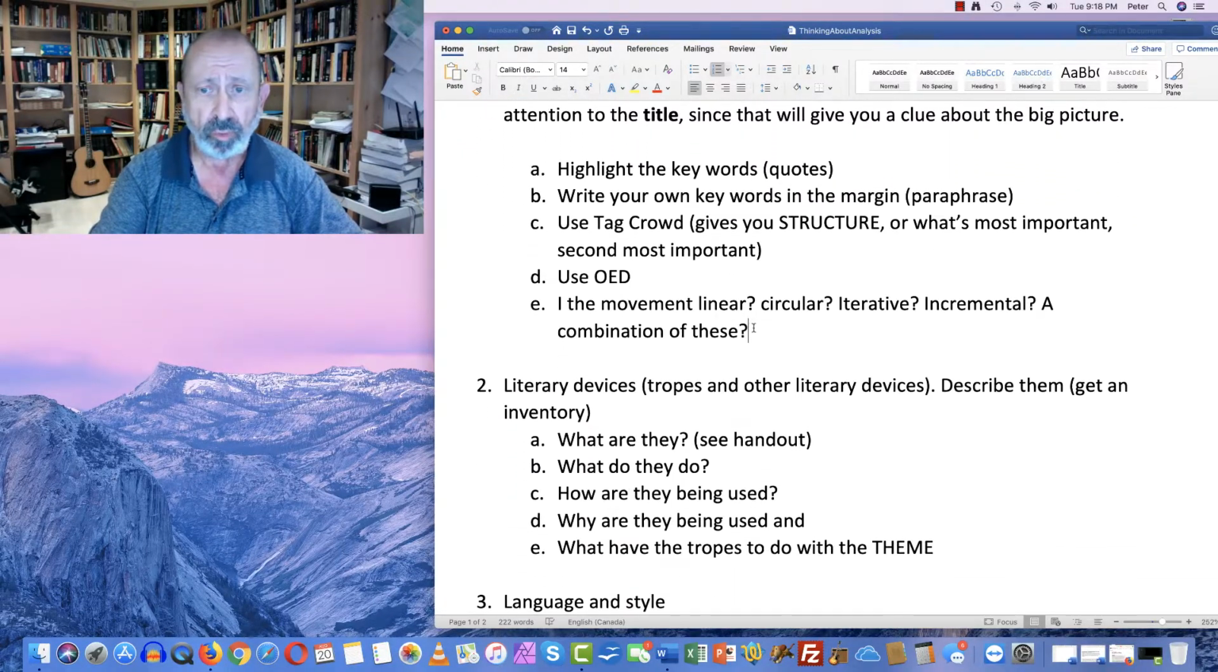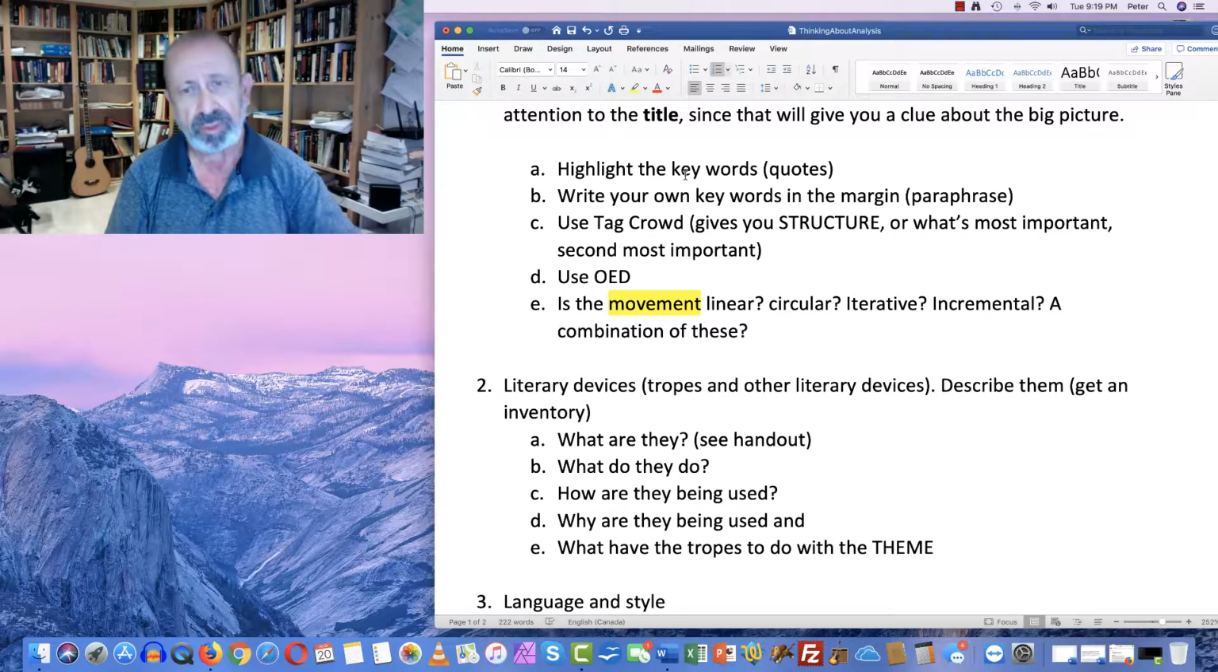Another thing you can look for in any literary text is the movement. Now, the movement is very, very important. It's different from structure. Structure identifies the most important, second most important, third most important point in a literary text. And structure has nothing to do with sequence. Structure has to do with importance. And so sometimes you can have the most important points at the end, or the middle, or the beginning, or anywhere in between. Movement is how the thing progresses.